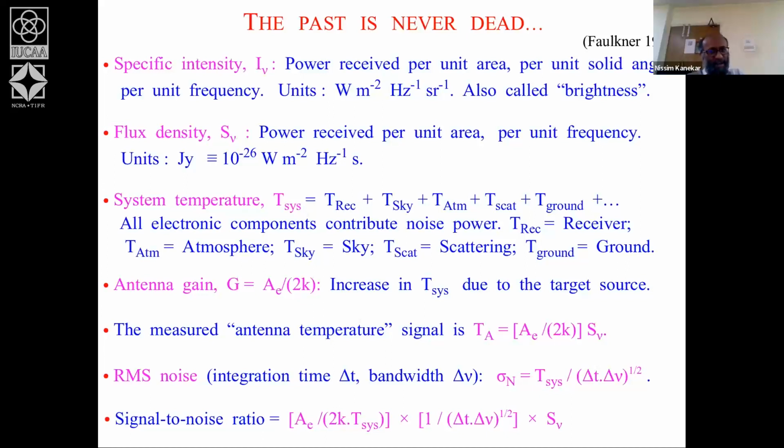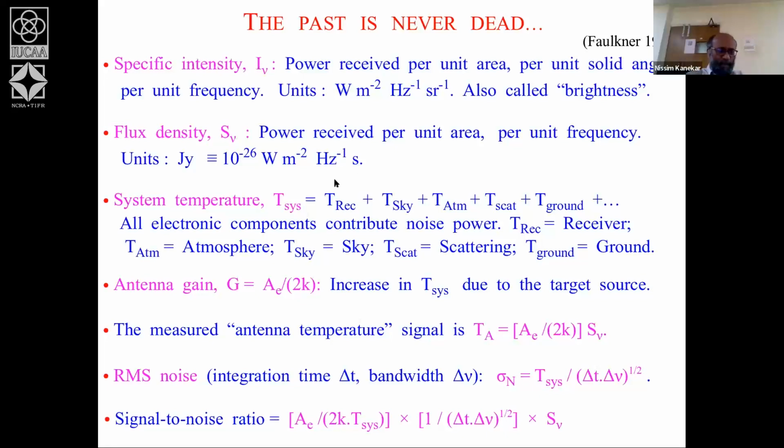And it is especially relevant for extended sources. Flux density, on the other hand, is the power received per unit area per unit frequency. And this has units of watts per meter square per hertz. I beg your pardon, there's an extra S floating over there, which is not correct. I think that's where I erased SR^-1 and left an S accidentally. It's watts per meter square per hertz, ignore the S.